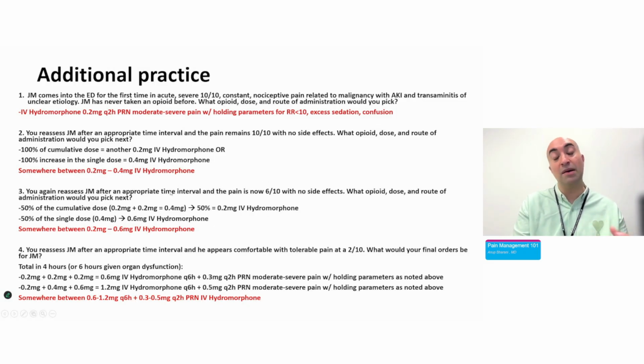And the point here is that because it's moderate, maybe we go up another 50%. And so to show you the difference between the math, if you did 50% of the cumulative dose, so now he's gotten 0.2 and 0.2 in that first way, 0.4, 50% of that would be another 0.2. Whereas if you did 50% of the single dose, 0.4, you could go all the way up to 0.6. So somewhere again between another 0.2 and 0.6.